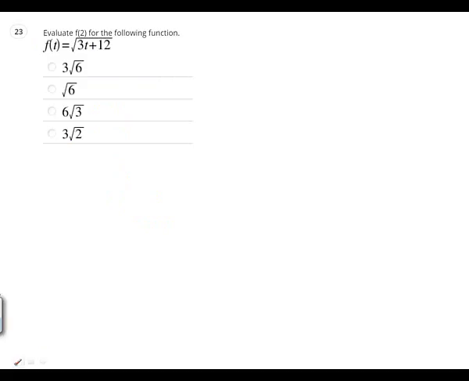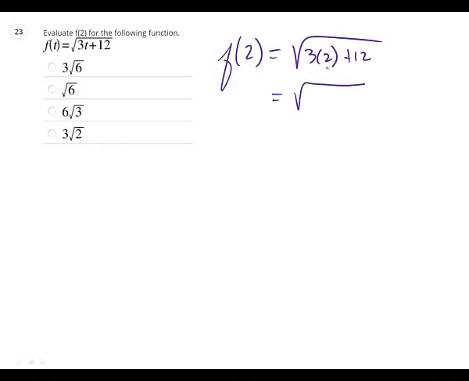Looking at 23. Okay? So we are evaluating f of 2. Oh, this doesn't get much better either, does it? So all I have to do is plug in a 2. 3 times 2 plus 12. What's 3 times 2? 6. 6 plus 12 is? 18.